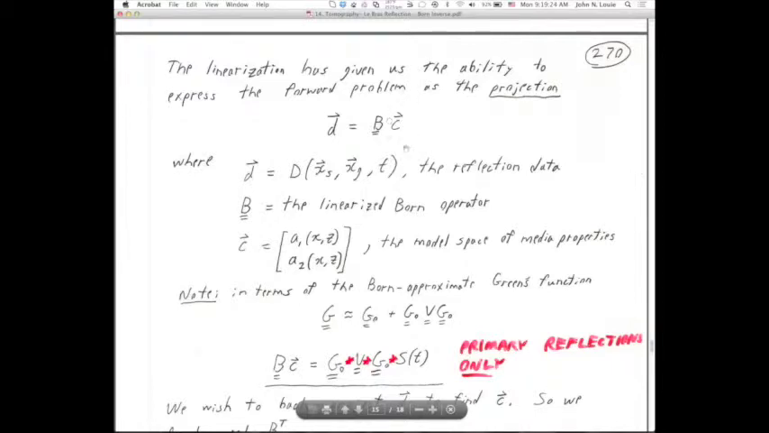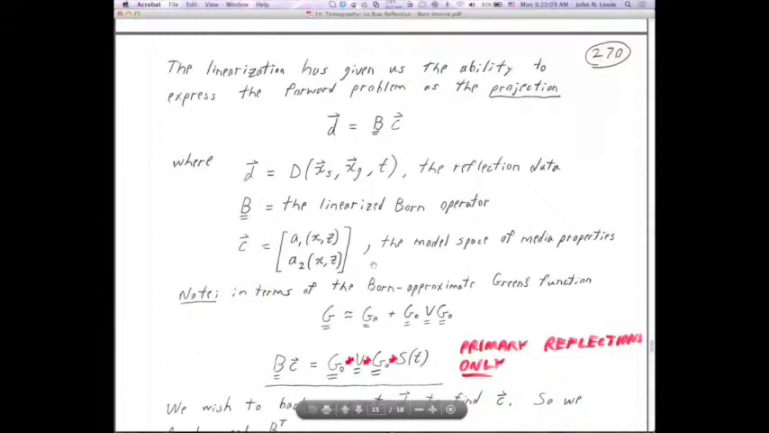So we take a model C, which is a column vector of two column vectors. Here I'll write it as two scalar fields. We have the scalar field A1, which is delta K over K, as a function of X and Z. And then there's another scalar field on the lower part of the column vector C, which is A2, which is delta rho over rho, again with a different value for every pair of X and Z.